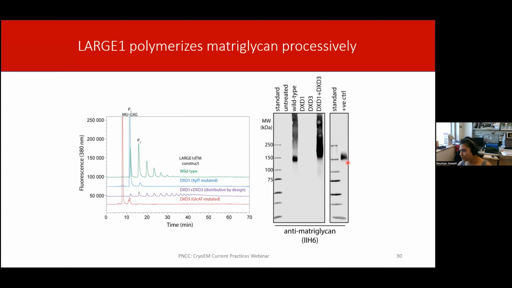This is our positive control. This is matriglycan synthesized on dystroglycan using endogenous LARGE1. HEK293 cells have LARGE1 expressed, and this is what they polymerize on the recombinant dystroglycan.